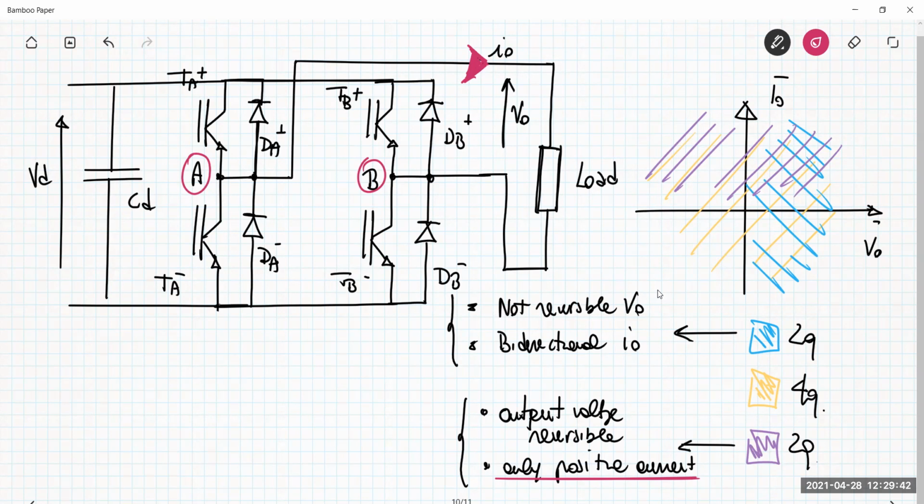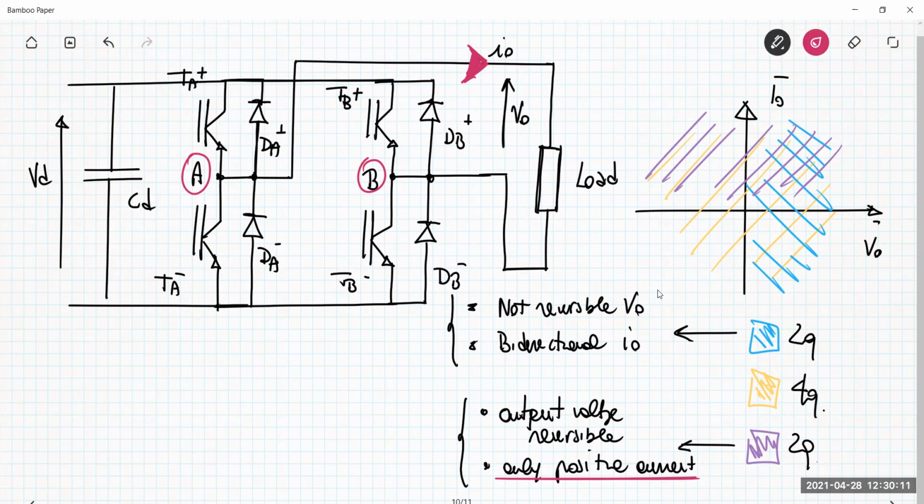So for example, let's start with the transistor TA plus. The transistor TA plus can only have a current flowing from the collector to the emitter, so in this direction. And as you can see, this direction is concordant to the current at the output. So the transistor TA plus is something that I have to maintain in the final circuit in order to support this current flowing.